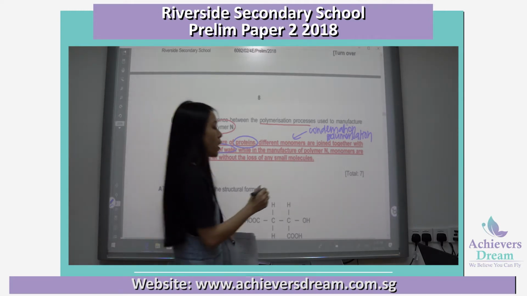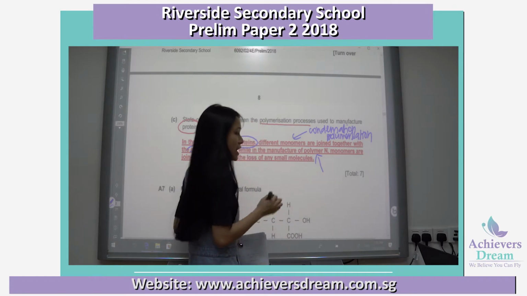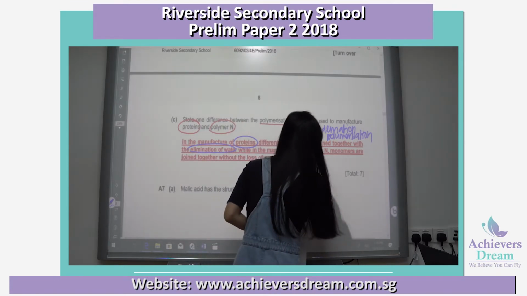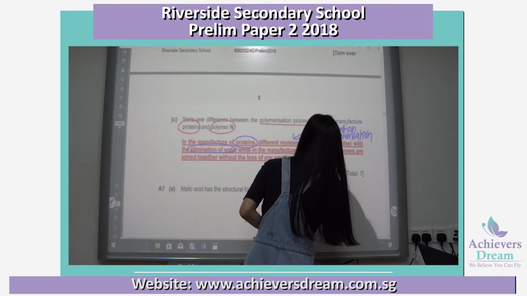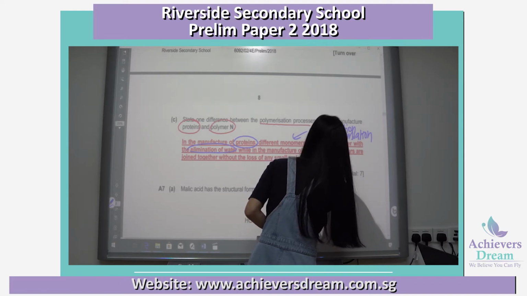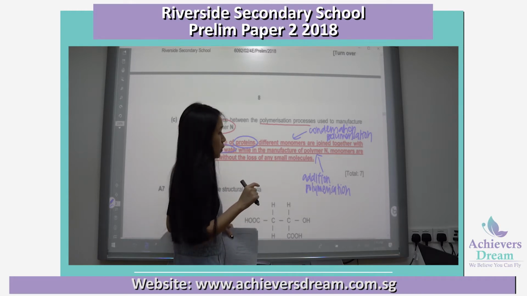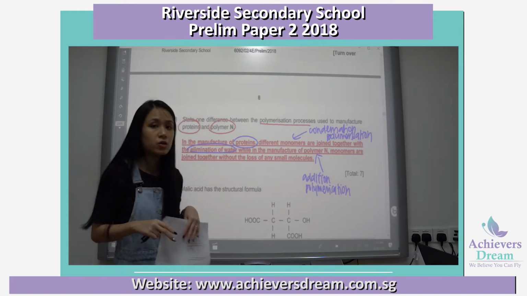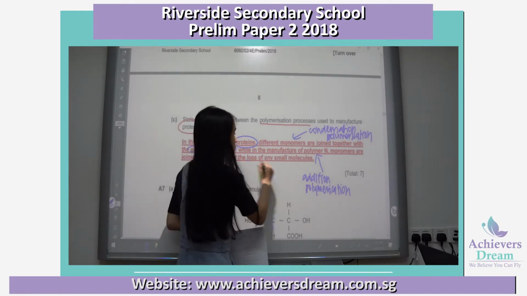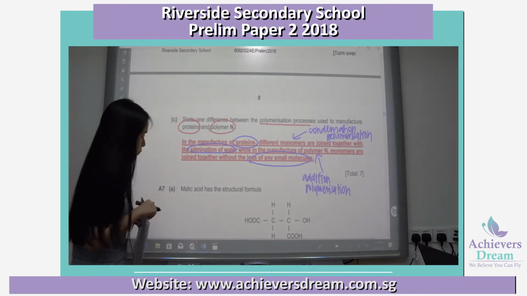As compared to polymer N, which has our C=C double bond, this one we are talking about addition polymerization. With addition polymerization, we are only breaking the C=C double bond. There are no small molecules of water or any other things being lost in the process here.